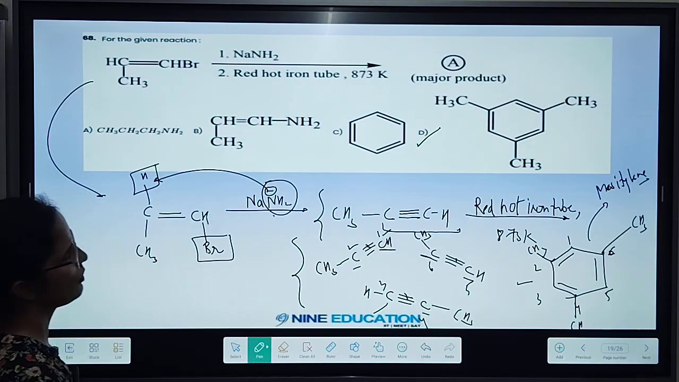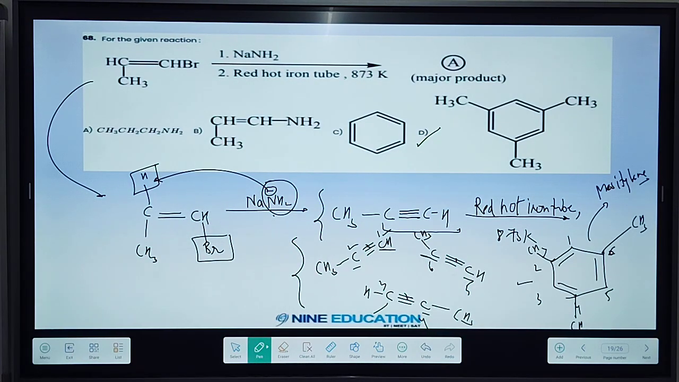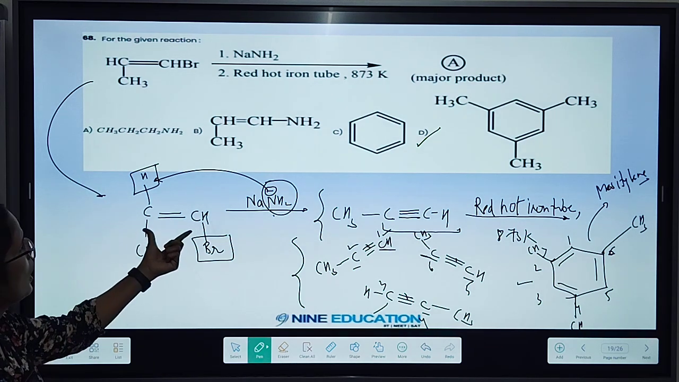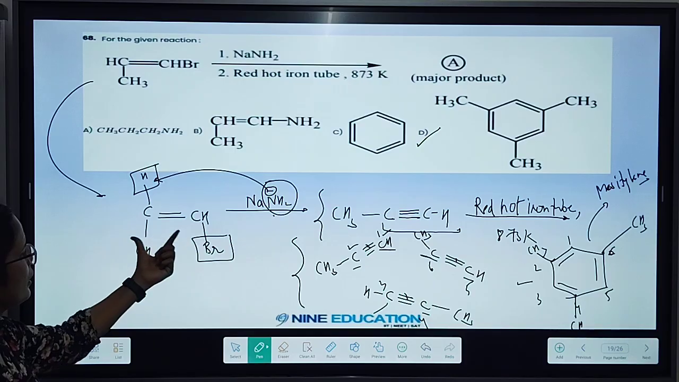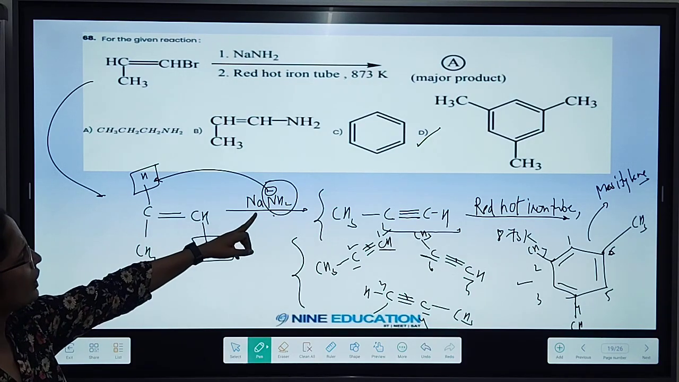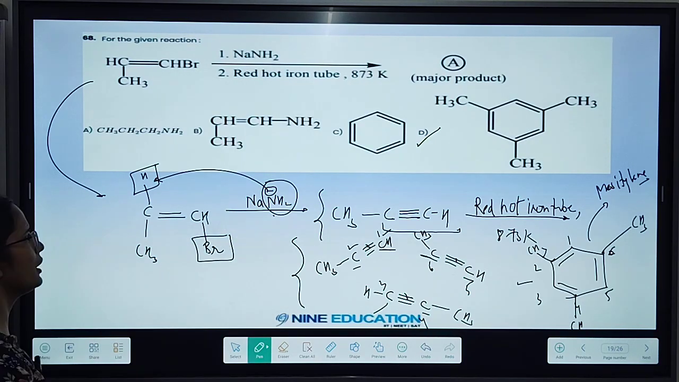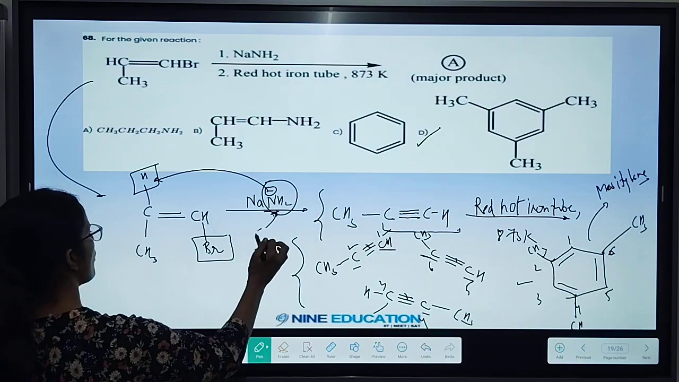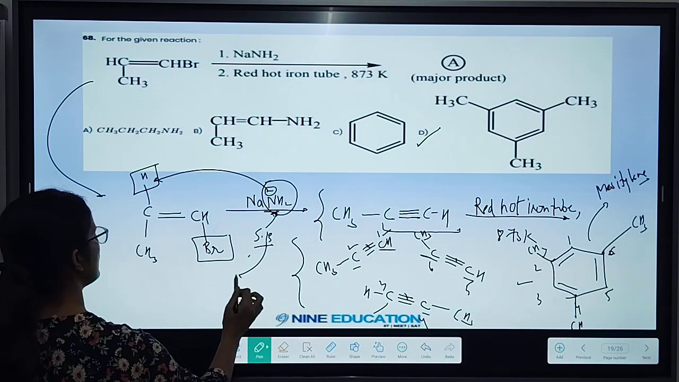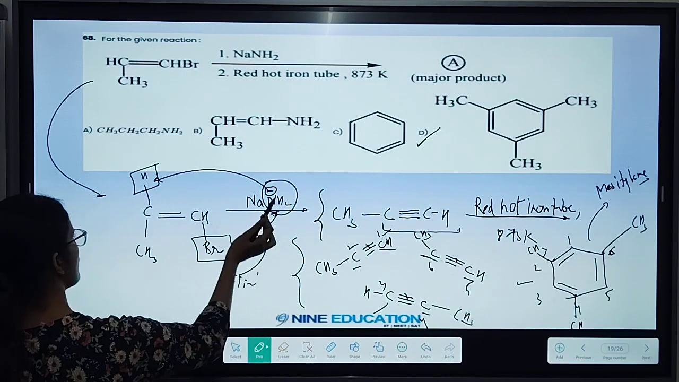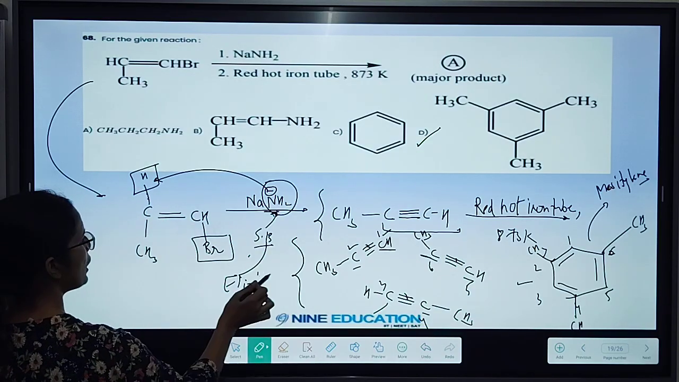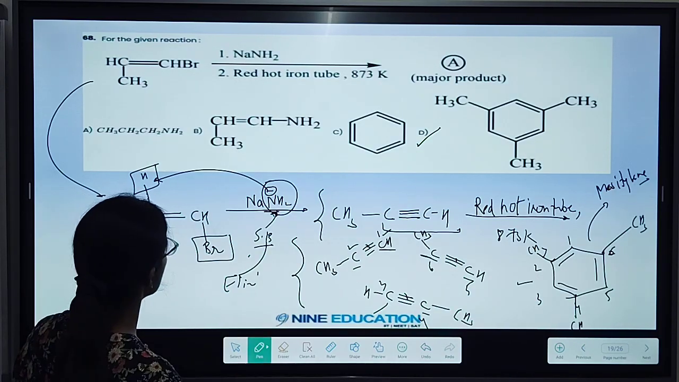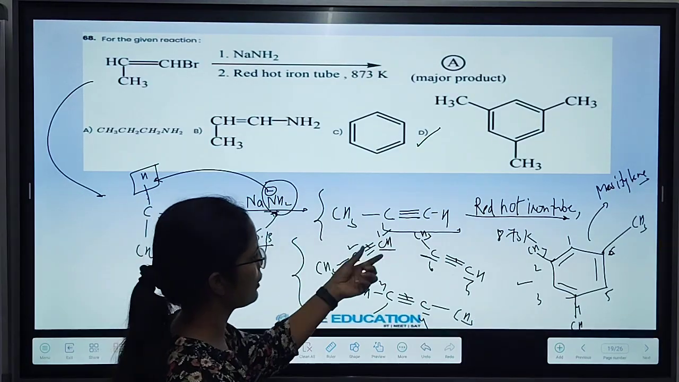Now, how are we supposed to deal with this question? First of all, a vinylic bromide system is there, and we are taking NaNH2. NaNH2 is a strong base, so with the help of the strong base we are doing elimination. When it takes H, the electron pair will be used in making a pi bond, and Br will be released. So what will we get? CH3, C triple bond CH. It is an example of an alkyne.